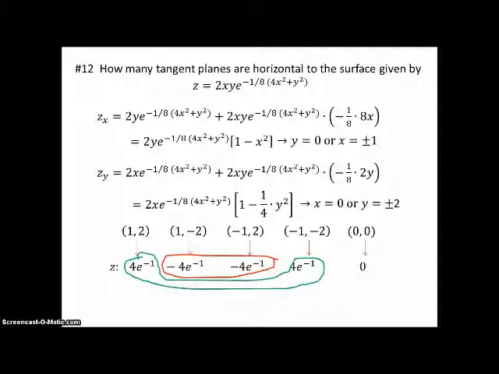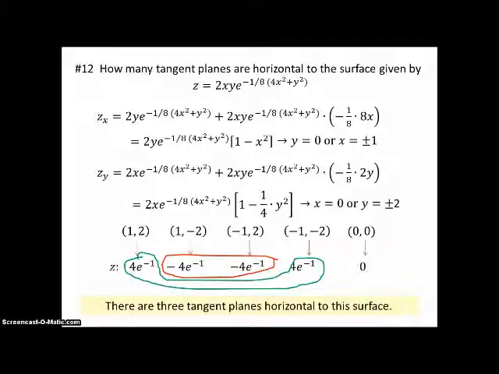And these two z values are the same. So again, those 2 points will give the same plane. And then the last one is a third plane. So there are only 3 tangent planes horizontal to this surface. It's just that 2 of the planes touch the surface at 2 points.